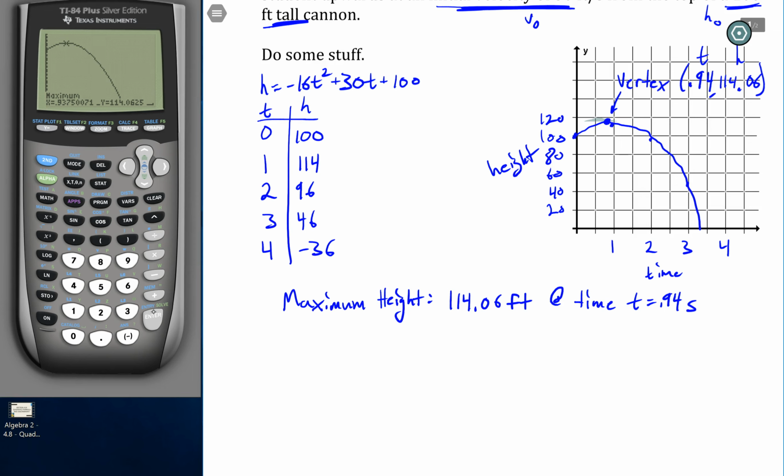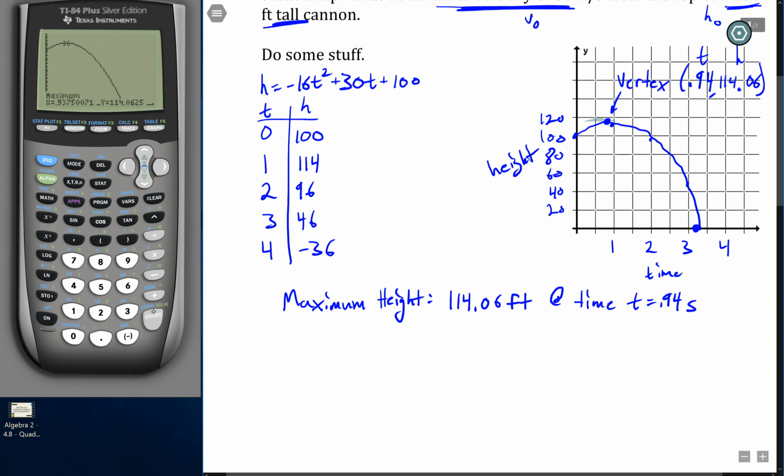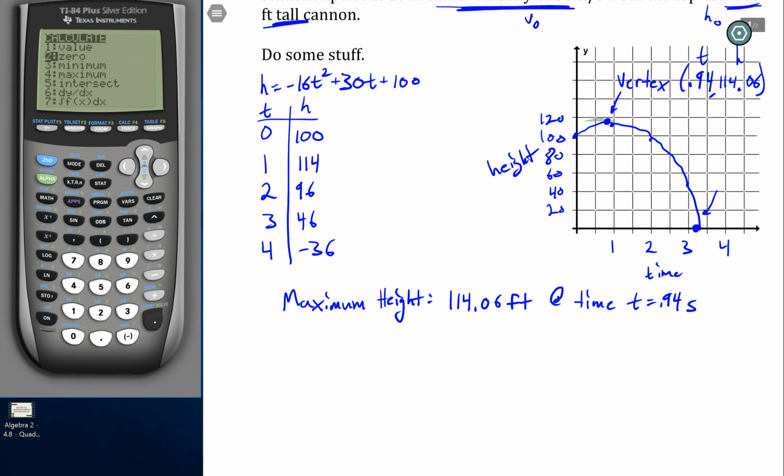Another thing that I want to know about is when will the student hit the ground, because I want them to be in the air for the maximum possible time, contemplating their fate. So in other words, I want to find what time they hit the ground. Let's solve for the 0. We have seen the 0 before. So second calc, 0. I need to give it a left bound. And so again, I'm going to spend a ton of time hitting to the right because I need to get my cursor over to the left of the 0.